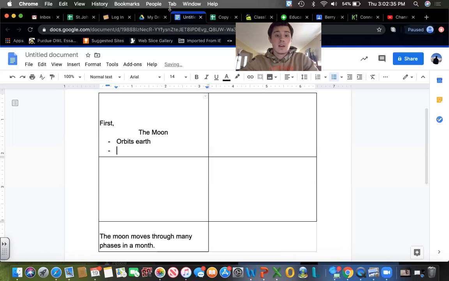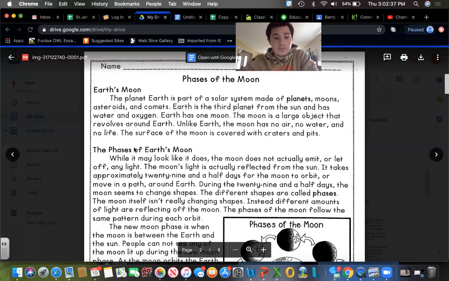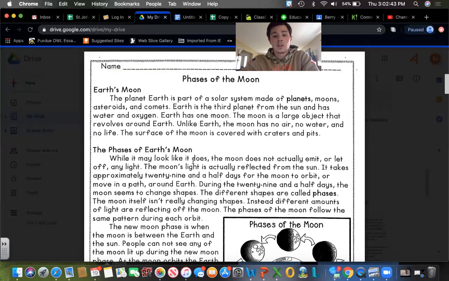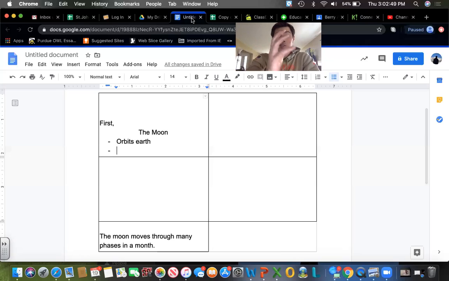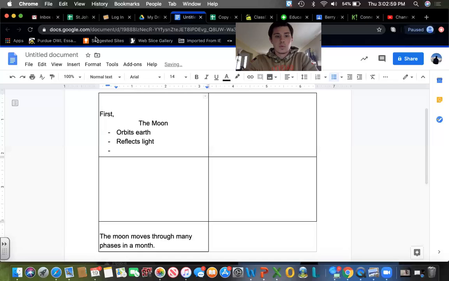All right, let's see what else we can find. While it may look like it does, the moon doesn't actually emit light. Another good thing that we could inform our reader of, because the different phases are how much the moon is lit up, all right? So, reflects light. And then we got to come up with one more.